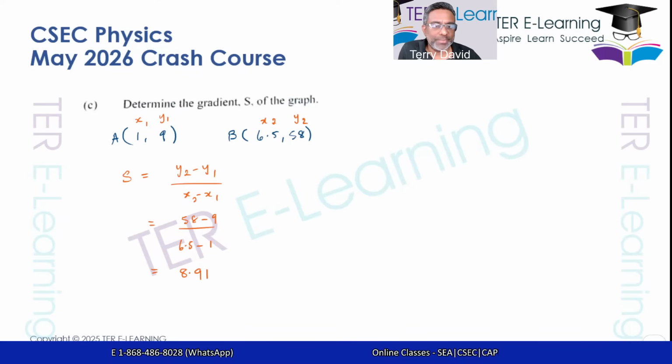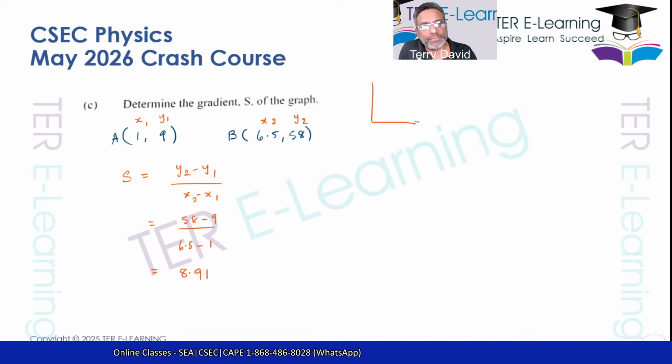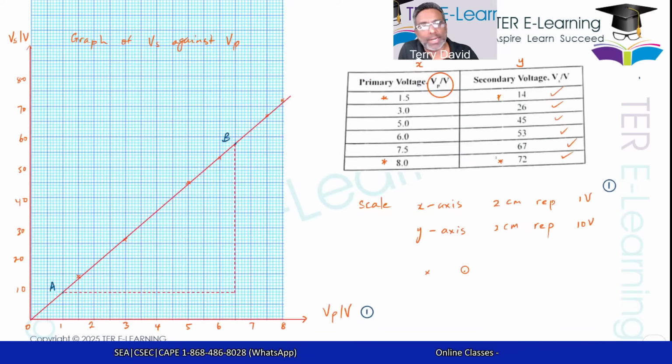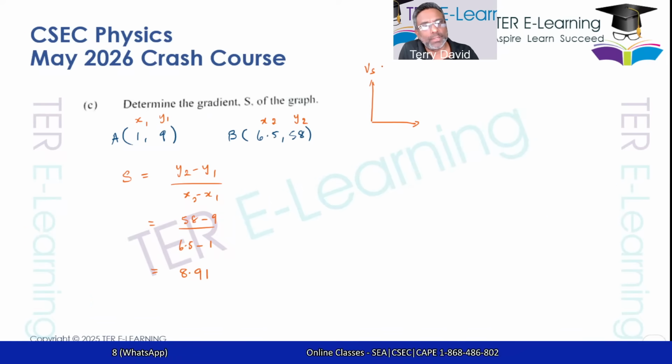Okay, let me just tell you something here. Some people say they got 9 and all of that. First of all, CXC is going to give a range of answers for the slope. Here is a pointer: CXC is asking us for the slope, but whenever you work out the slope, make sure you put a unit if there is a unit. In this case, I have plotted Vs in V and I have plotted Vp in V.